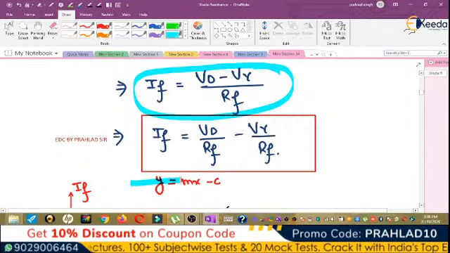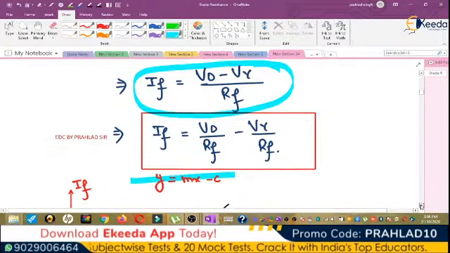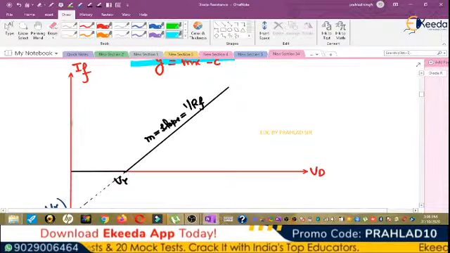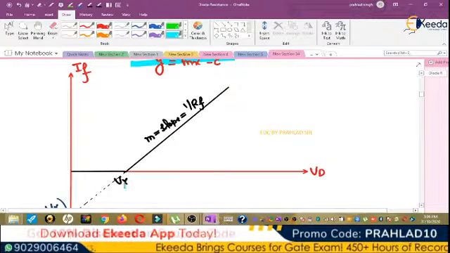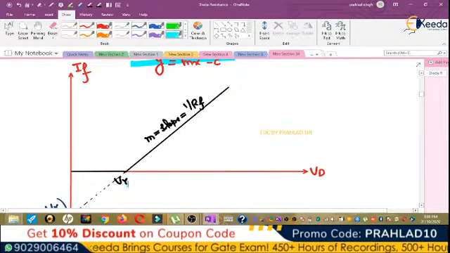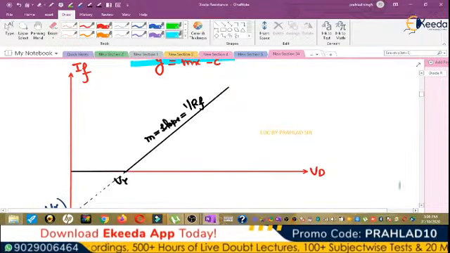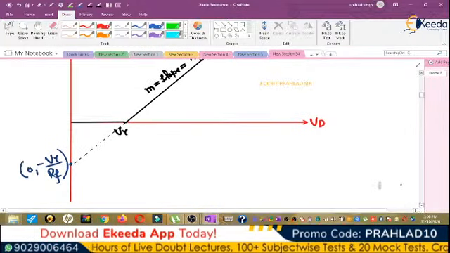According to this, it is a y is equal to mx minus c equation, and when we draw it on the graph, this is Vd and this is IF. This is like a straight line. This is V gamma, the cut-in voltage. Cut-in voltage is the minimum forward voltage after which the diode starts conduction. After V gamma the diode starts conduction, and the slope of this straight line is 1 by RF. It meets the axis at the point 0 comma minus V gamma by RF.